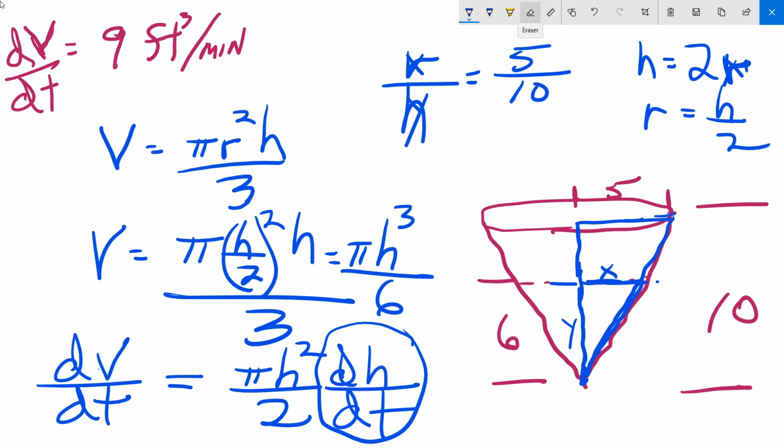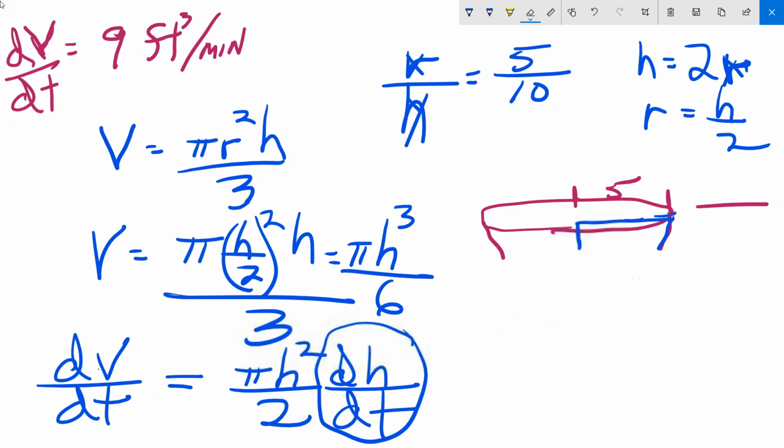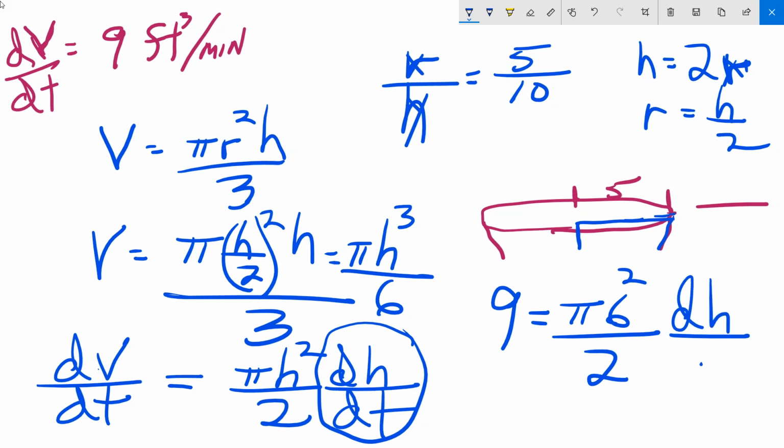So what's the next step? Plug in. Okay, hold on a second. Let me erase some of this. Go ahead. All right, so we have dV/dt is equal to 9 cubic feet per minute. And then we have the height is 6, right? Pi times 6 squared over 2, 36 pi over 2, so we can divide that, and that's 18 pi. And then we have dh/dt.